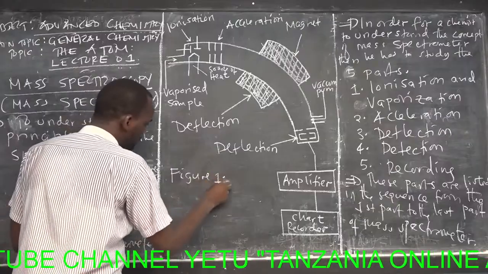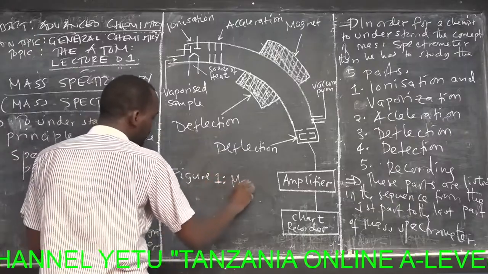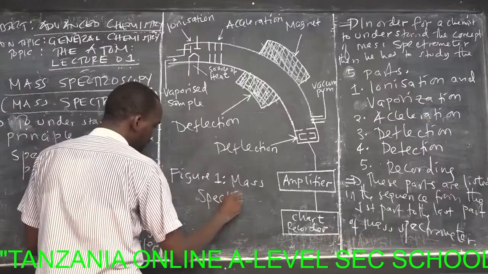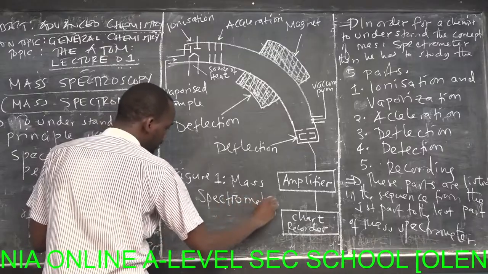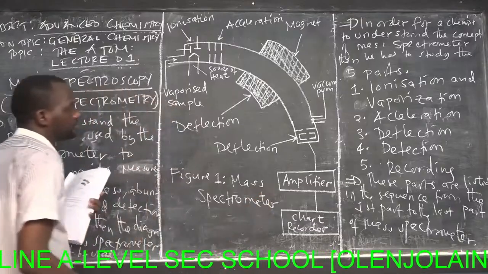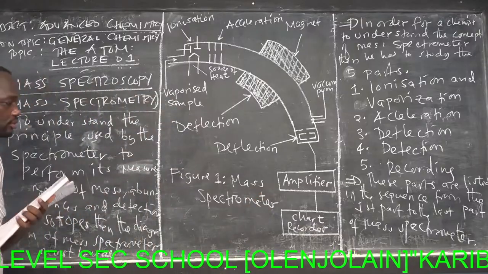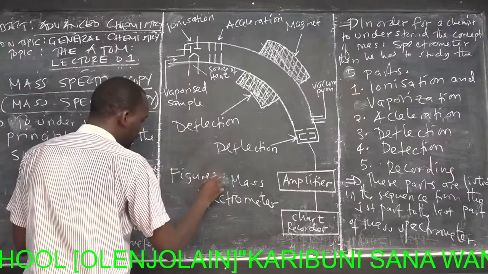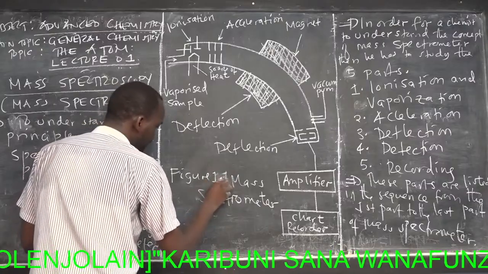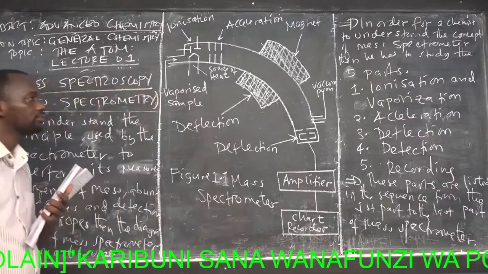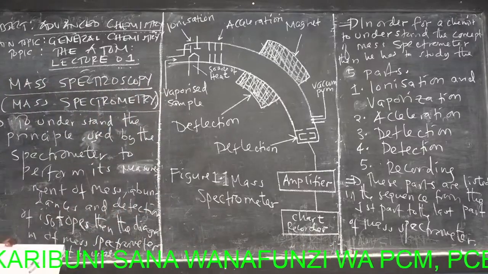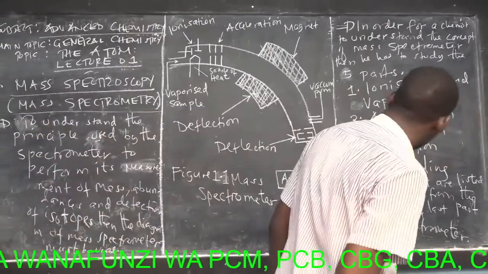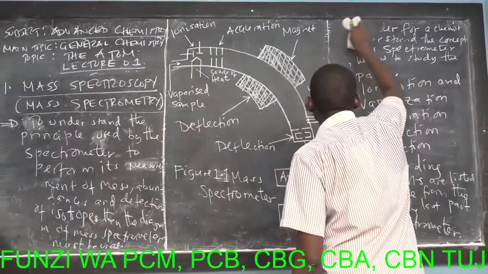This is figure 1. We call it the mass spectrometer. You can even call it figure 1.1 because we'll be having many figures: 1.1, 1.2, 1.3, etc. So my dear student, that is a diagram of the mass spectrometer in chemistry.